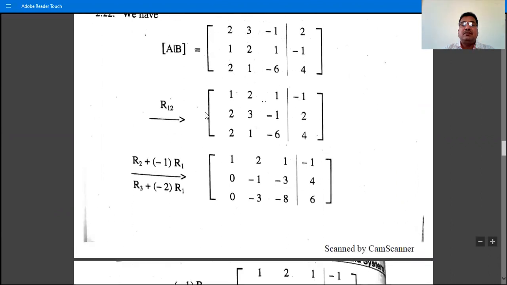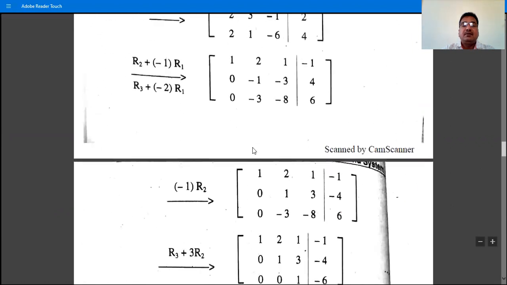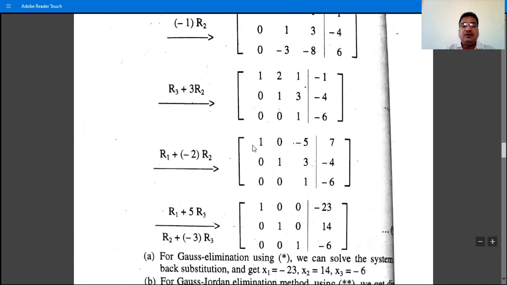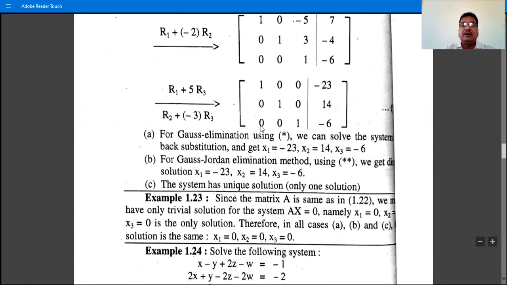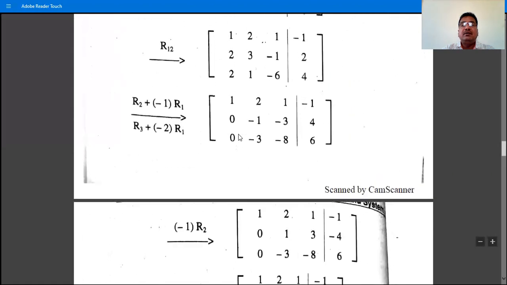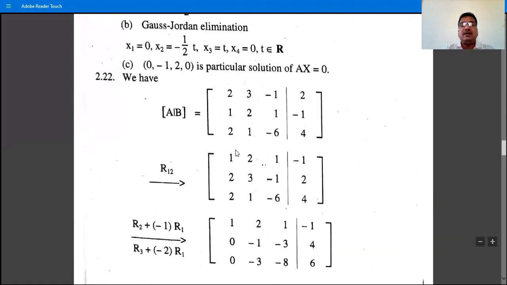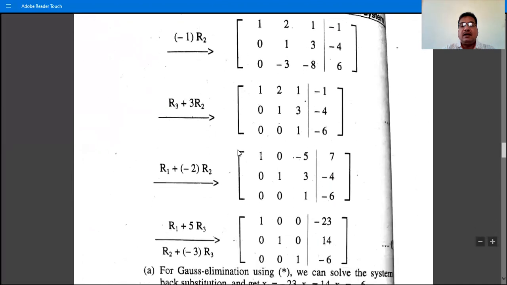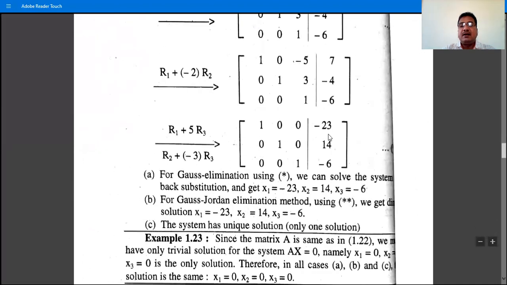The answer of 1.22 by Gauss elimination method and Gauss-Jordan elimination method. If we observe this answer, the rank of A is 3, rank of AB is also 3, and the number of variables is 3. Therefore, this system has a unique solution.